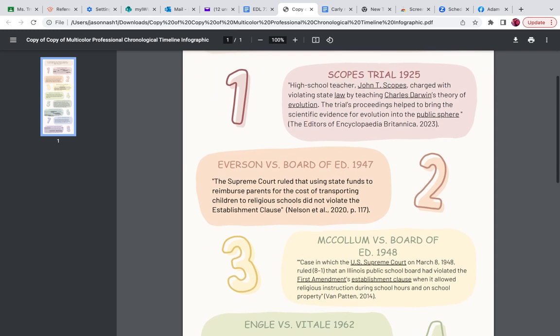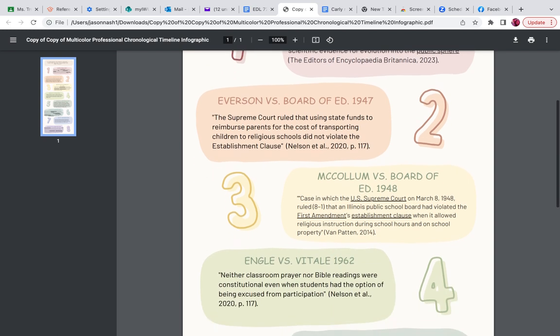Number one is the Scopes trial, 1925. The Scopes trial was named for a high school teacher in Tennessee, John Scopes. He was charged with violating the state law by teaching Darwin's theory of evolution. And this was also called the monkey trial. And the people in the area, apparently from my reading, enjoyed that the trial was there because it brought a lot of business and commerce to the area. But in the realm of education, it's found that Scopes violated the state law by teaching Charles Darwin's theory of evolution. The trial's proceedings helped to bring the scientific evidence for evolution into the public sphere. My information was garnered through Encyclopedia Britannica online.